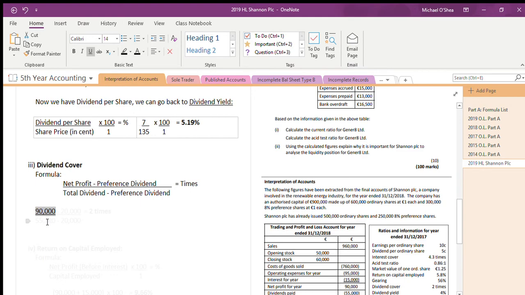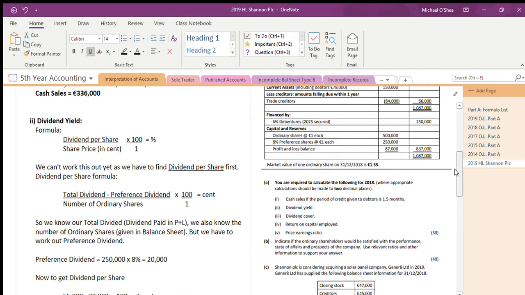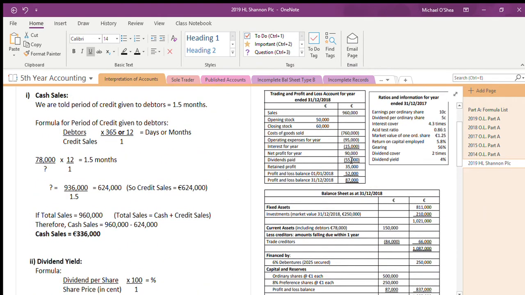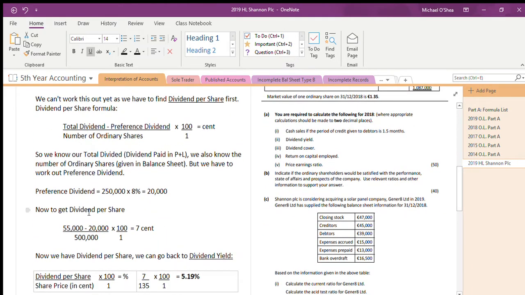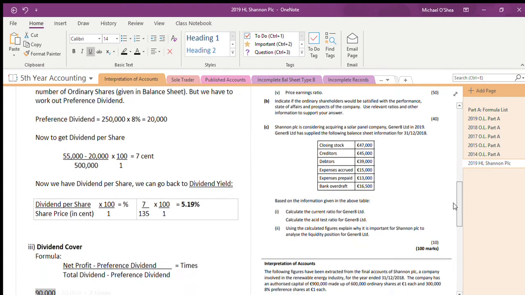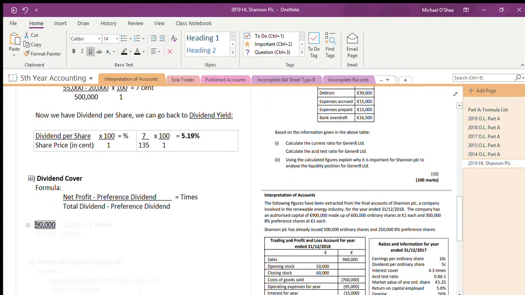And I already know my total dividend as well, because it was the dividend that I paid out here. I also used this in the last formula for total dividend here. So 55,000 is my total dividend, and I know my preference dividend because it's 20,000. So 90,000 minus 20 divided by 55 minus 20 is 2 times. My dividend cover final answer in times is 2.